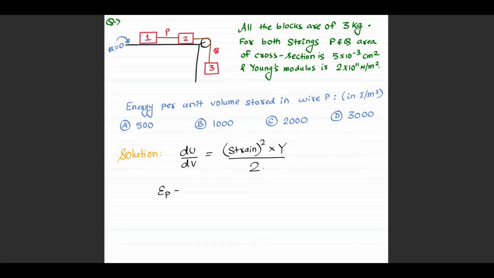We have already calculated strain for wire P, so can I say energy stored per unit volume is strain square into Young's modulus divided by 2, and hence energy stored per unit volume then is 10 to the power 3 joules per meter cube. That gives me the answer as option B, right?